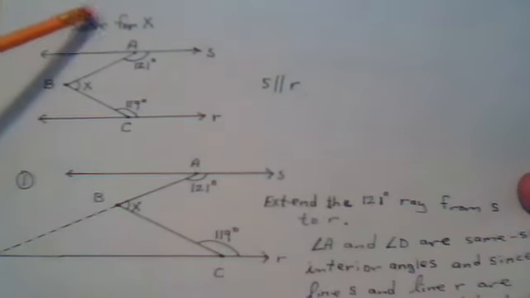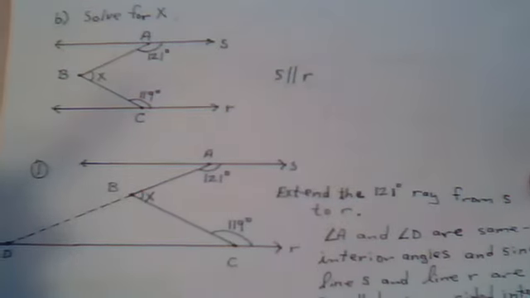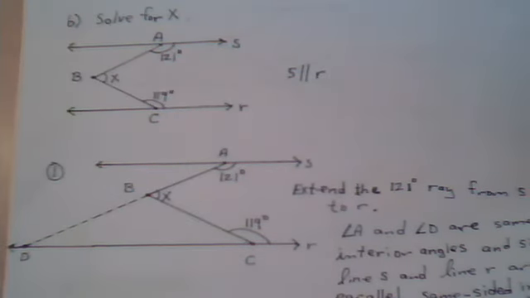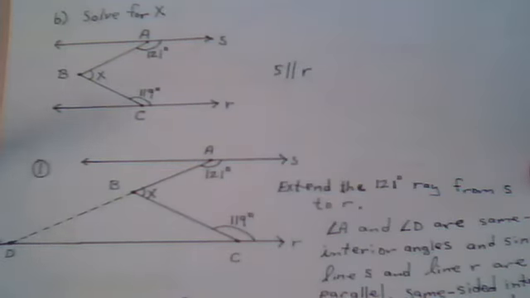For part B, we're going to solve for x again. This diagram almost looks the same as the one we just worked, but they have the numbers in another place. They tell us that line S is parallel to line R. So we're going to use that information along the way.